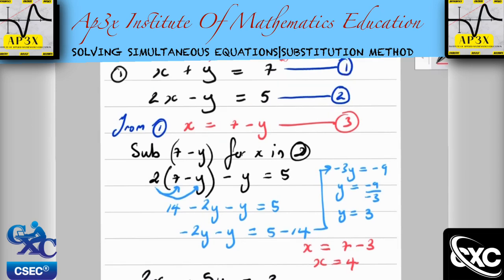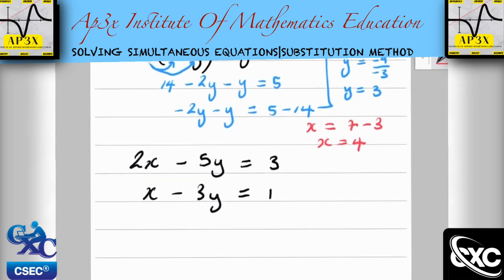Now, do you find it easier than the elimination method? Let me know in the comments down below. Bear in mind that the elimination method has limitations because it can only be used to solve 2 linear equations. It cannot be used to solve a quadratic linear equation. All right, so it's good to know both methods.